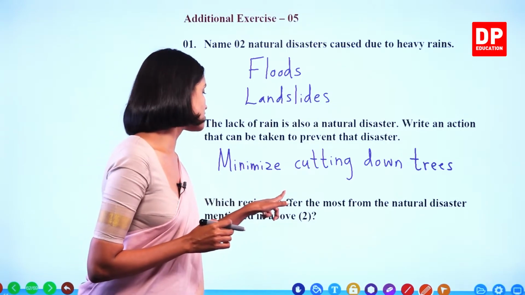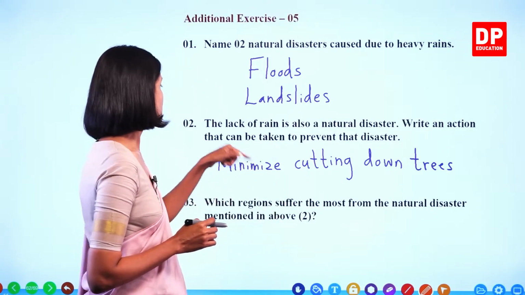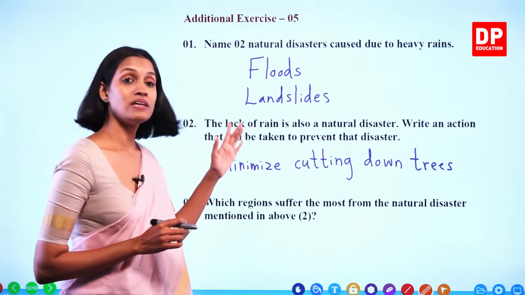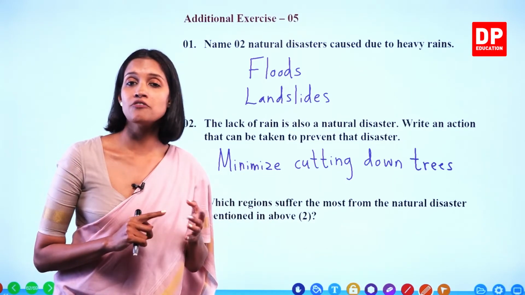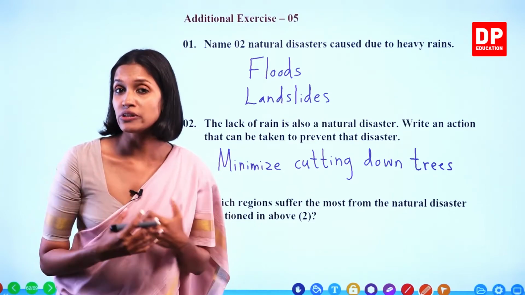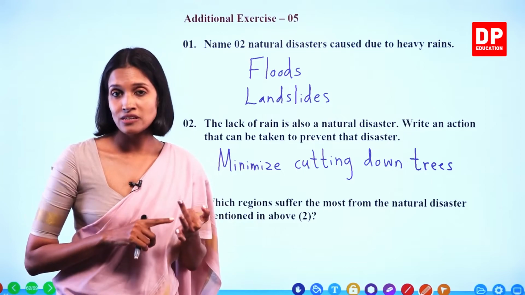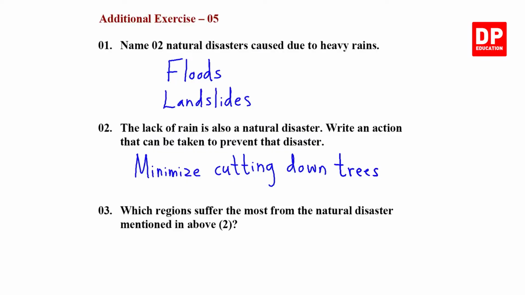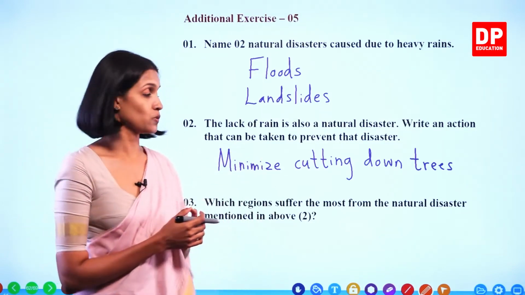Which regions suffer the most from the natural disaster mentioned in above 2? Now here, what is the natural disaster mentioned in number 2? That is droughts. So which regions? Do you remember? There are 4 regions in Sri Lanka according to the amount of rainfall they get. What are those 4 areas? Wet zone, intermediate zone, dry zone and arid zone. So I explained y'all, dry zone and arid zone suffer drought more than the other areas, okay?